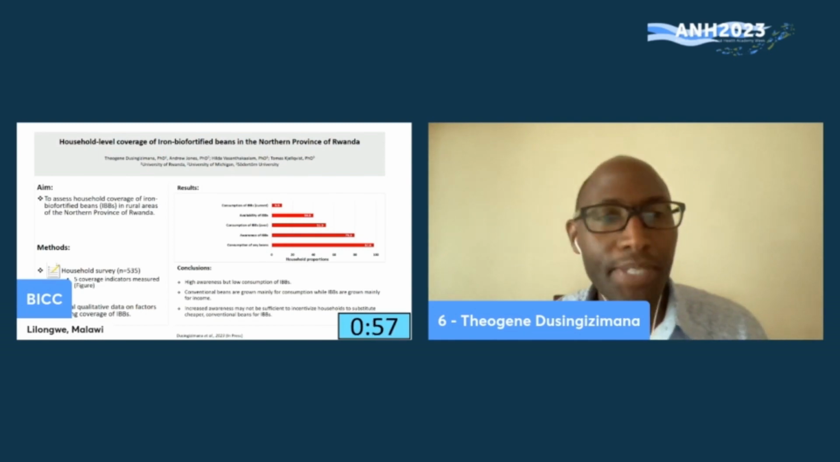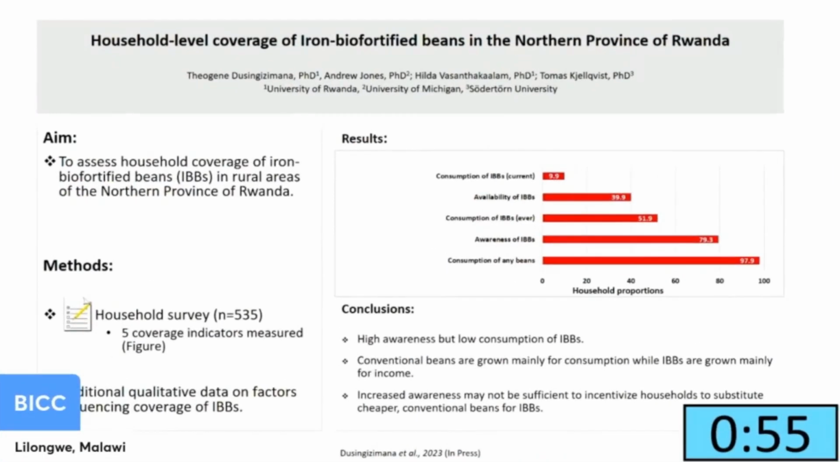Biofortification of staple crops is a cost-effective strategy to address micronutrient deficiencies in developing countries such as Rwanda. Our research was motivated by the need for information that can be used to track and assess the performance of biofortification programs. Our results indicated that 80% of the surveyed households were aware of iron biofortified beans, and only 10% of the households currently consume this type of beans.